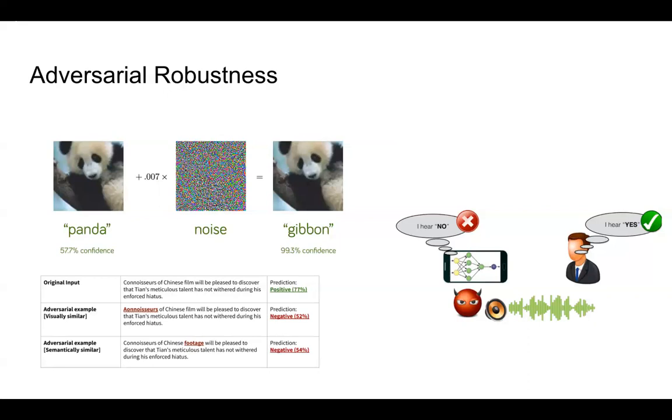Looking at the terminology, the image here on the left is called the input image, or the benign image, or the original image. And this noise is called adversarial noise, and the resultant image is called an adversarial image or adversarial example.